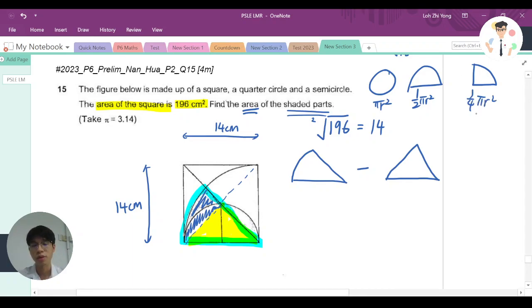pi r squared. But do you know why it is half? Why is it 1 over 4, a quarter? Because it's half. It's just half. That's why half. Why is it quarter? Because it's a quarter. That's why 1 over 4.